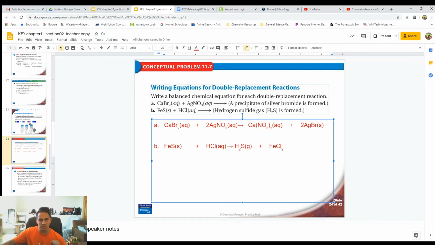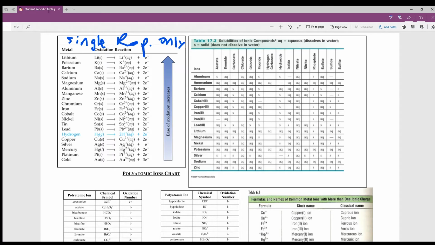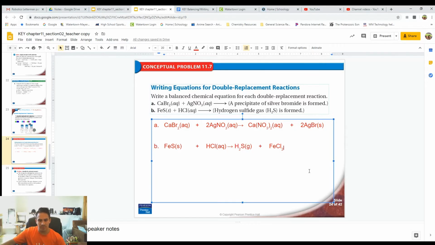So this is iron 2 chloride. So again, let's go look on the back of the periodic table at our solubility table for iron 2 chloride. So iron 2 is here, and chloride is here, and this says aqueous. All right, so that one is not a solid. Now, we might typically think, uh-oh, that's not good. One of these needs to be a solid.